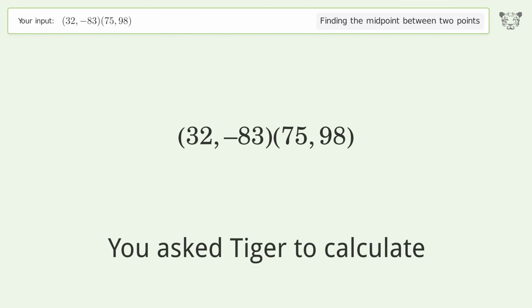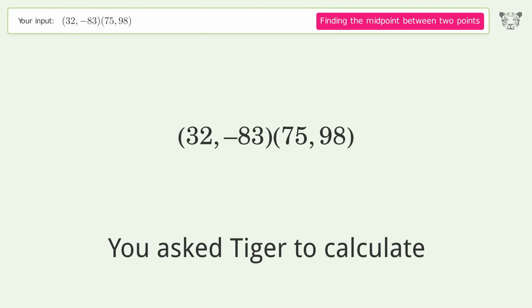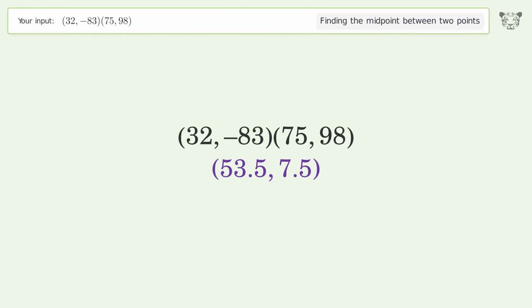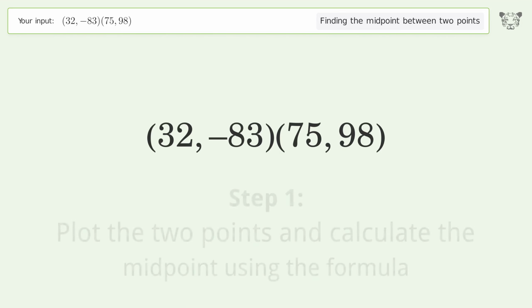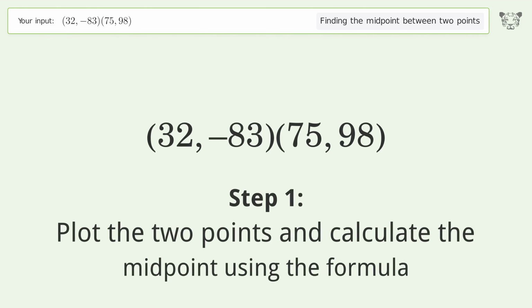You ask Tiger to calculate. This deals with finding the midpoint between 2 points. The midpoint between the 2 points is 53.5, 7.5. Let's solve it step by step. Plot the 2 points and calculate the midpoint using the formula.